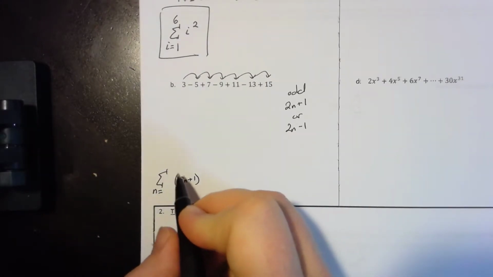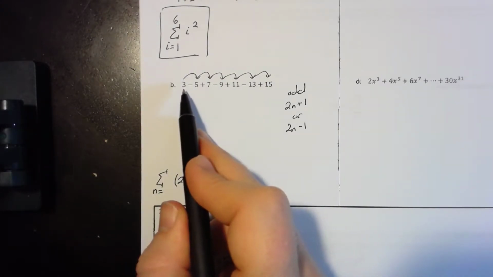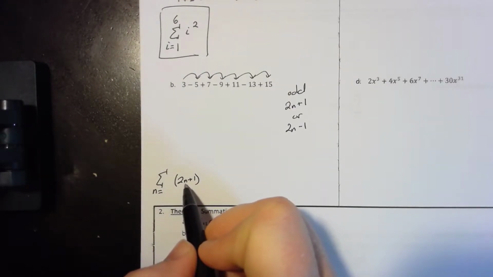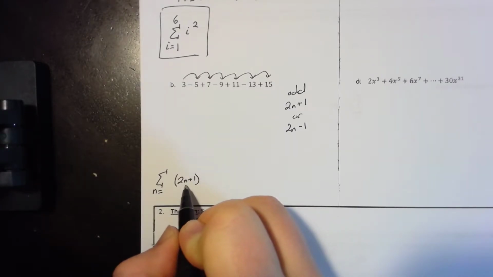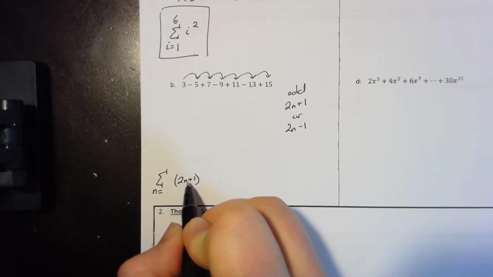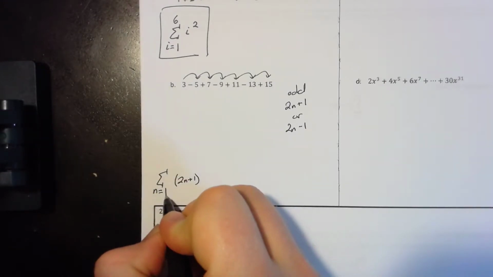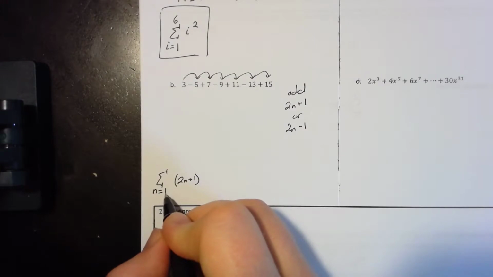Then it means that for me to get back 3 for my first term, my first starting n value has to be 1. Now again, be very careful. This is nothing more than a guess and check. If I plug in 1 for the n, I get 2 times 1 plus 1 is 3, and that gives me back the 3 that I want. So if I pick 2n plus 1, I want to start at 1.